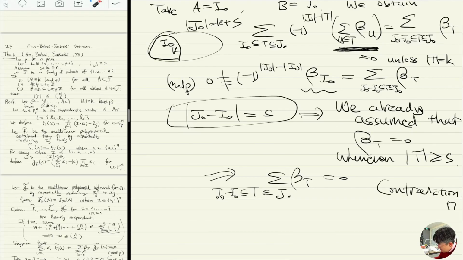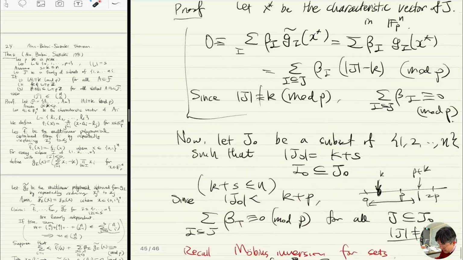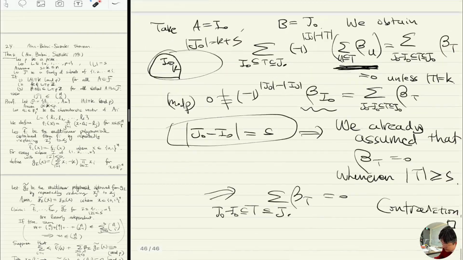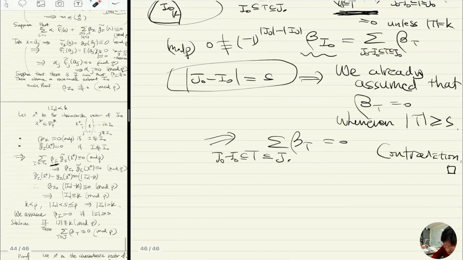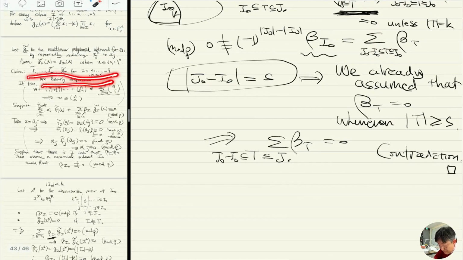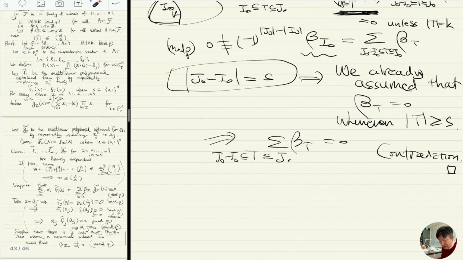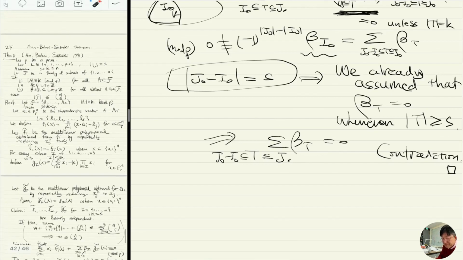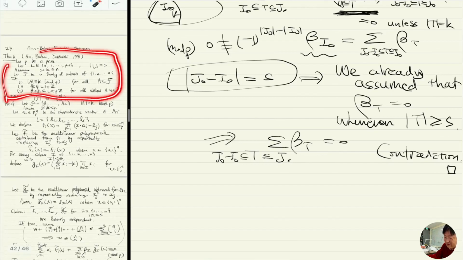All right, so this proves the claim. This proves the claim that these polynomials are linearly independent, right? So therefore, that proves the whole thing, the Alon-Babai-Suzuki theorem. Okay, yeah, that's it.